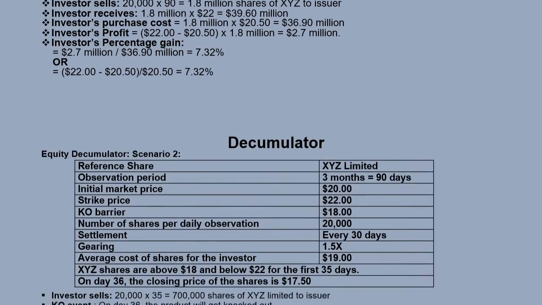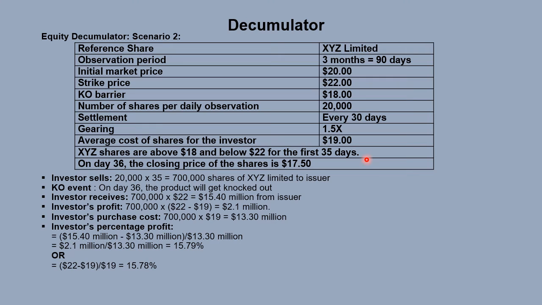Let's look at scenario 2. Here the average cost of purchase of shares for the investor is $19. XYZ shares are above 18 and below 22 for the first 35 days. On day 36, the closing price of the shares is $17.5. Now this indicates that the decumulator product will get knocked out on day 36 because the underlying share price moves below $18, which is the barrier level.